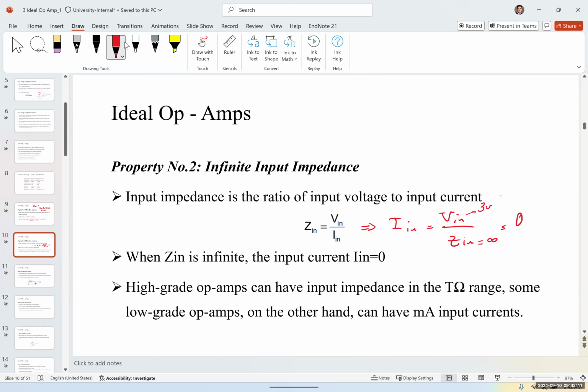It would be 0. Anything divided by infinite would be 0. Therefore, the input current, and this is very important, the input current in an ideal op amp is always equal to 0. Usually in a high grade op amp, the input resistance is in the range of tera ohms, which is very high. But some lower grades have mega ohm resistors and milliamp input currents. But for an ideal op amp, the input current should be equal to 0.